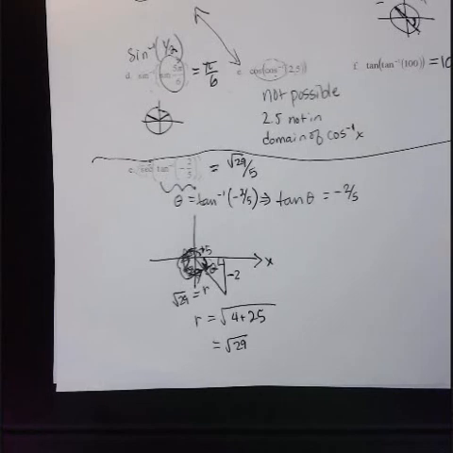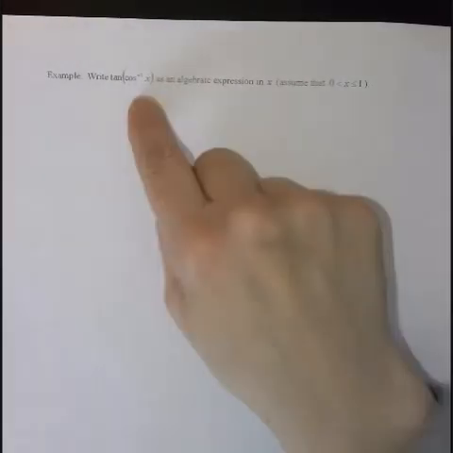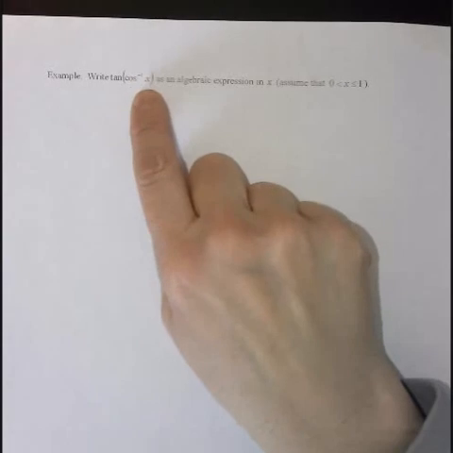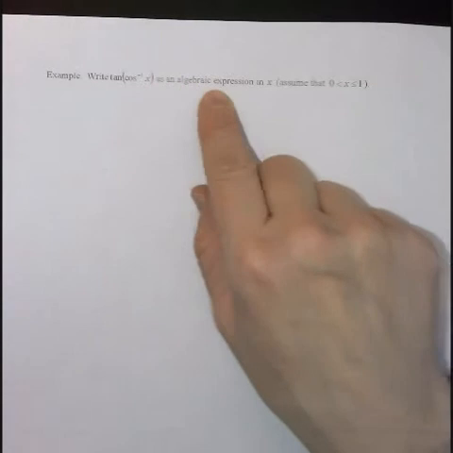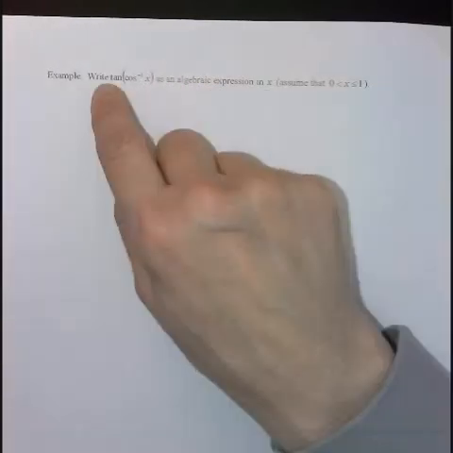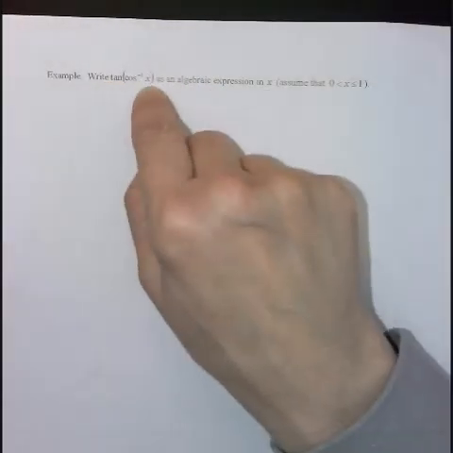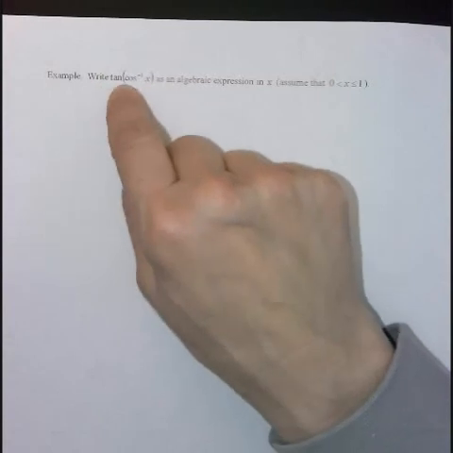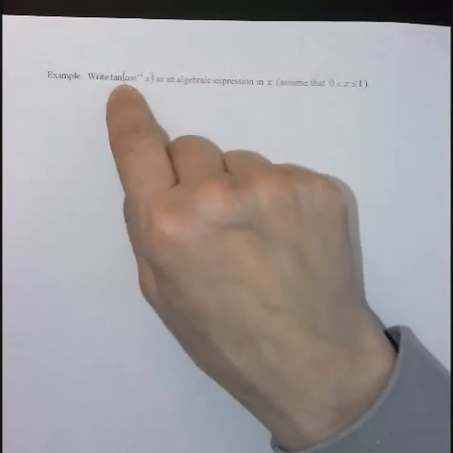All right, I've got one more problem to do. This is similar to the last problem, only we don't have the number inside of the inverse function. We just have an expression. And so I'm asking you to write an algebraic expression in x that represents tangent of the cosine inverse of x. Basically do this just like the last problem. Notice I gave you one more thing. Assume x is between 0 and 1.